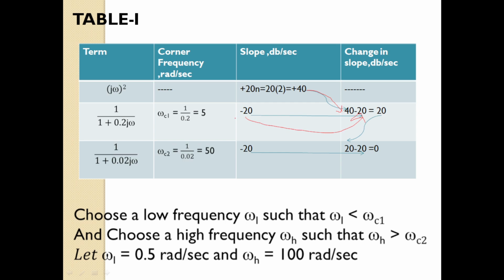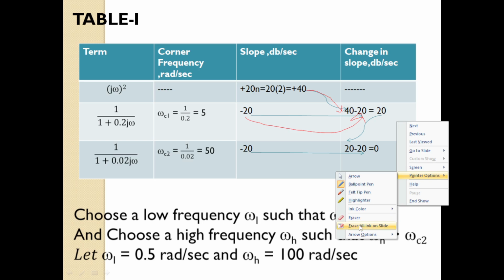What is the slope value of the second term? Slope of the first term is plus 40. Slope of the second term is minus 20. So plus 40 minus 20, you will get plus 20.